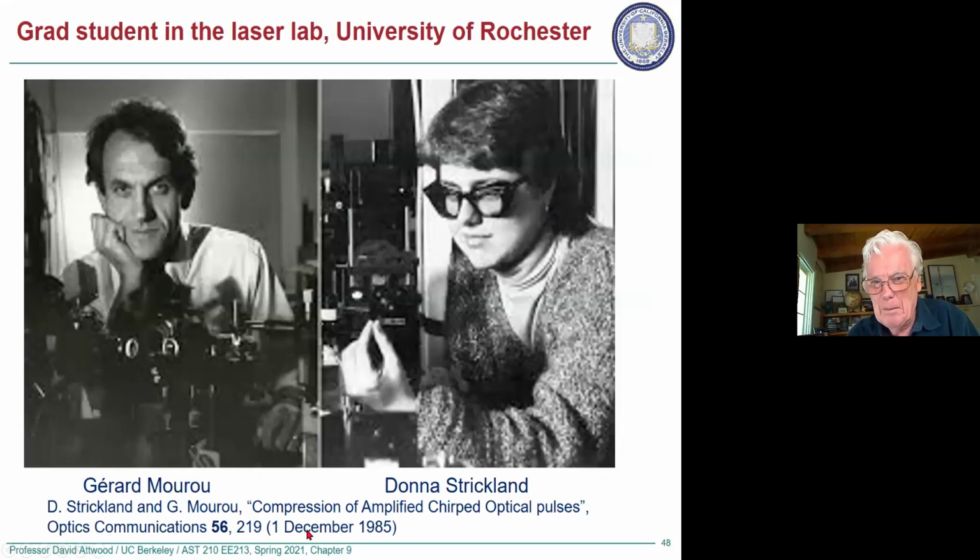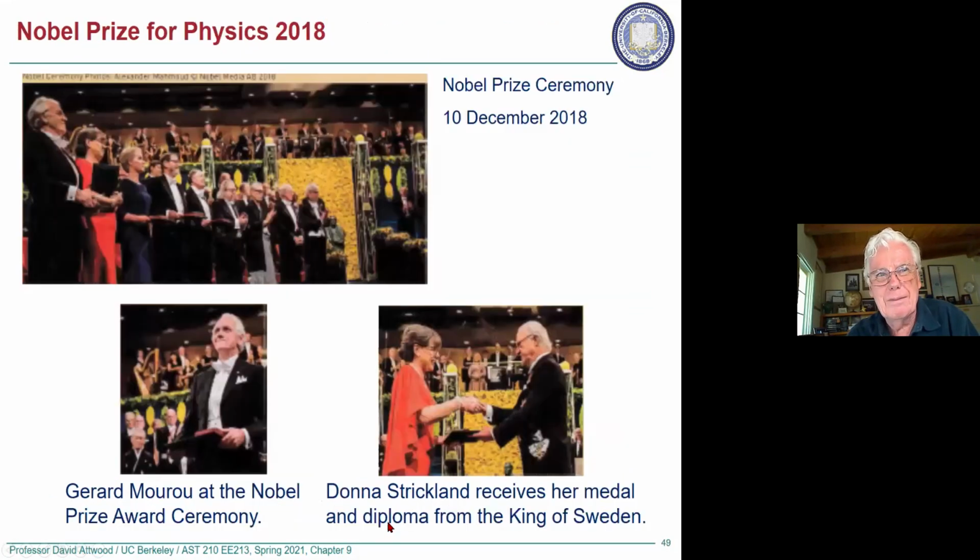And it is a much referenced paper. And then here are some pictures from the Nobel Prize, which I know I told you about. So here's Gerard receiving it, and here's Donna Strickland receiving it.